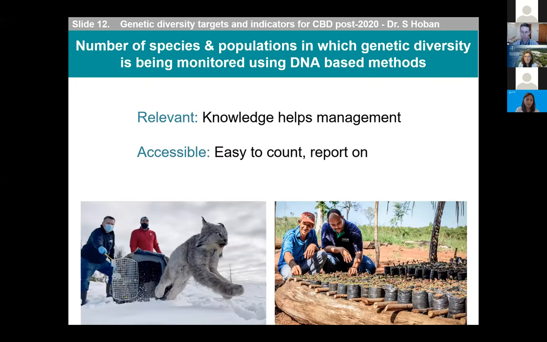Lastly, about using DNA data, when feasible — not feasible right now for all countries and certainly not for all species, but for priority species — using DNA-based analysis can inform management action. It can inform when we want to do translocations or planting and restoration. This is fairly easy to report on because it's simply a number of species in which such studies are available per country.